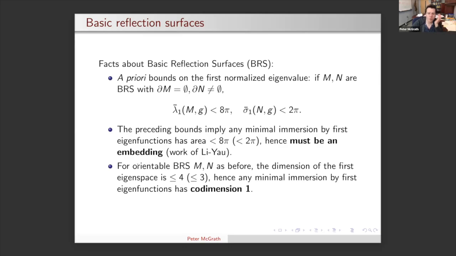So, for example, in the orientable case, in the closed case, the dimension is less than or equal to 4. So if you had an embedding by first eigenfunctions, it would go to the 3-sphere. And in the case with boundary, the dimension is less than or equal to 3. So one would get an embedding into the 3-ball. So the conclusion is that, again, sort of for free from this result, one would always get codimension 1 embeddings.